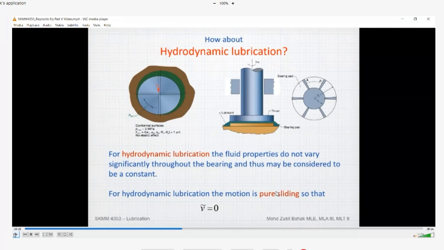Even though the machine is actually rotating, the shaft does not rotate on the fluid, but slides on that fluid. And when it just slides in one direction, it means there is no velocity in the y direction, because it slides in the x direction. If you can imagine.